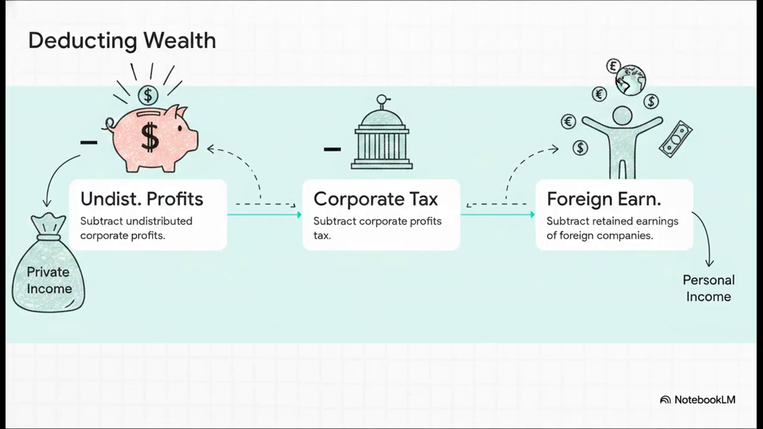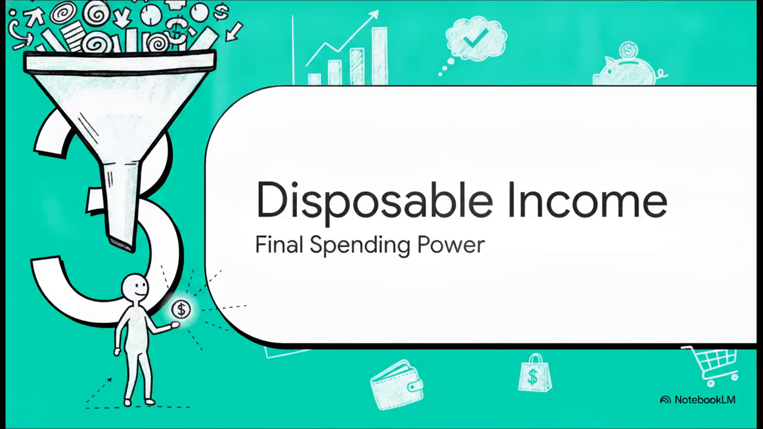So, how exactly do we get from private to personal? Well, it's a step-by-step mathematical deduction to clear out those corporate liabilities. First, we take our private income and subtract undistributed corporate profits. To put that into perspective for a second, in many modern economies, these retained corporate earnings can actually dwarf the total sum of aggregate household wages in a given quarter. It's a massive amount of wealth held back from personal hands. Second, we subtract the corporate profits tax, which goes straight back to the government. And finally, we subtract the retained earnings of foreign companies operating within our borders. Once we mathematically eliminate these corporate detentions of wealth, we are left with true personal income, the actual flow of funds directly to individuals.